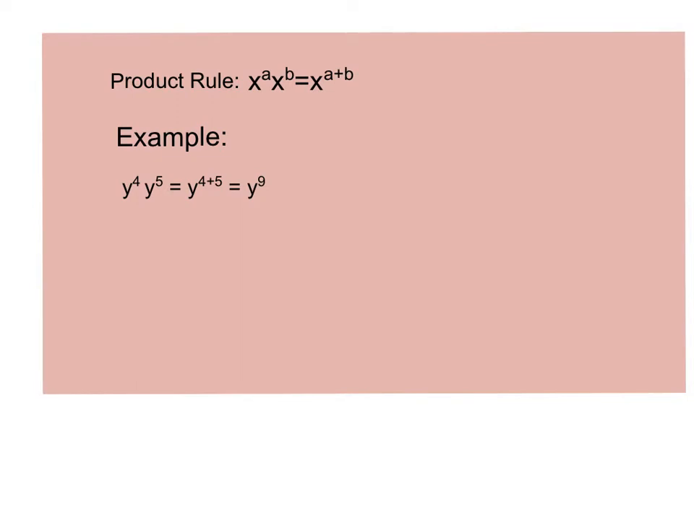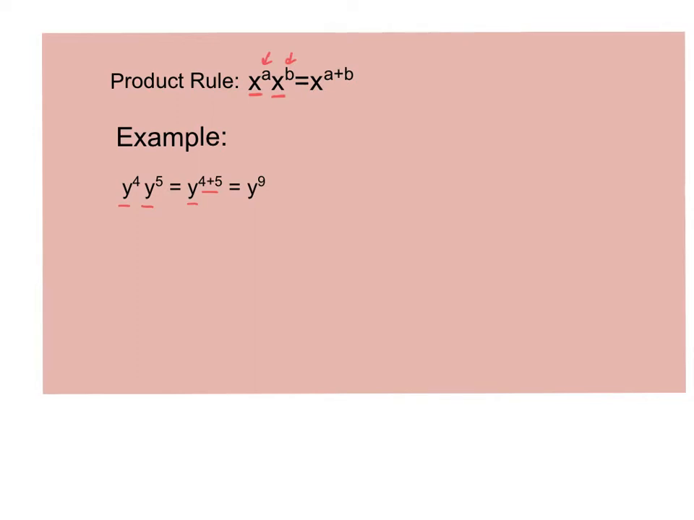A couple of things we need to note here. The bases need to be the same. In other words, the numbers being raised to the exponent have to be the same, or the variables raised to the exponent have to be the same. And then the exponents up here are just added together. So for example, if you had y to the fourth times y to the fifth, you'd have y to the 4 plus 5, which is y to the ninth.